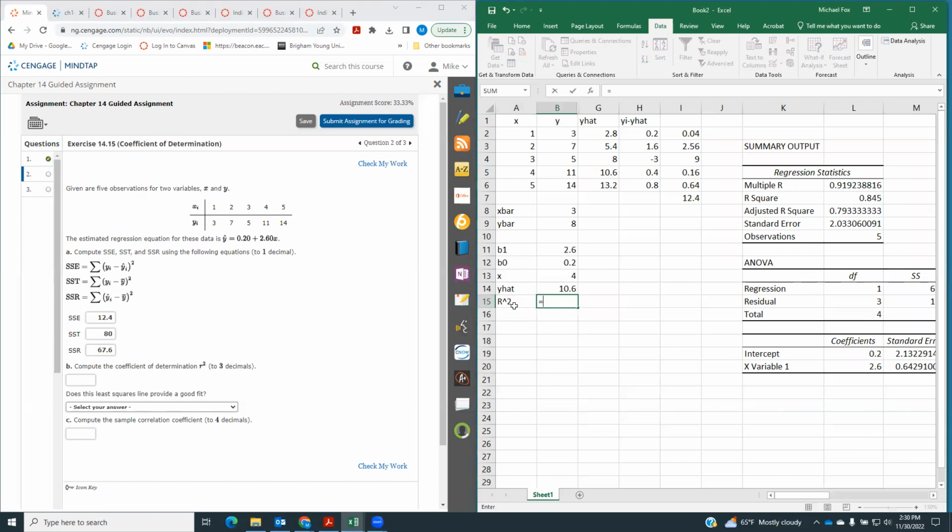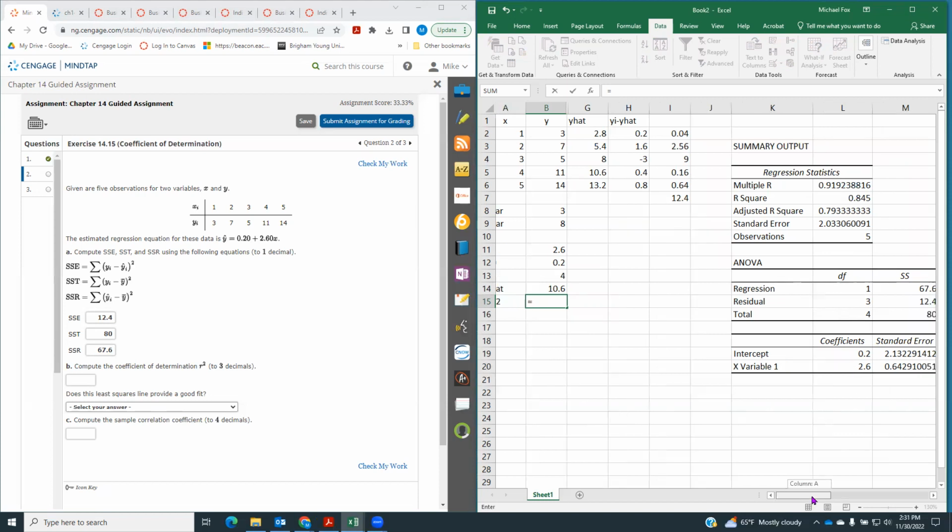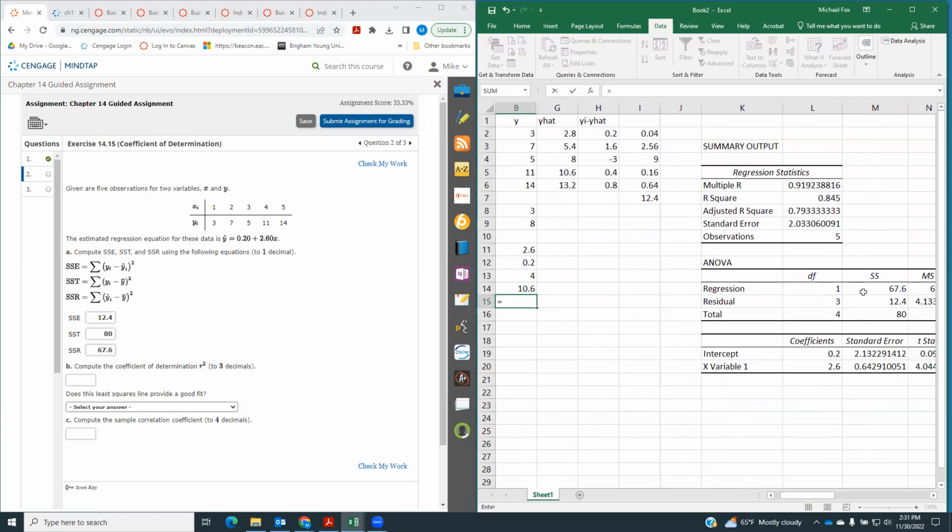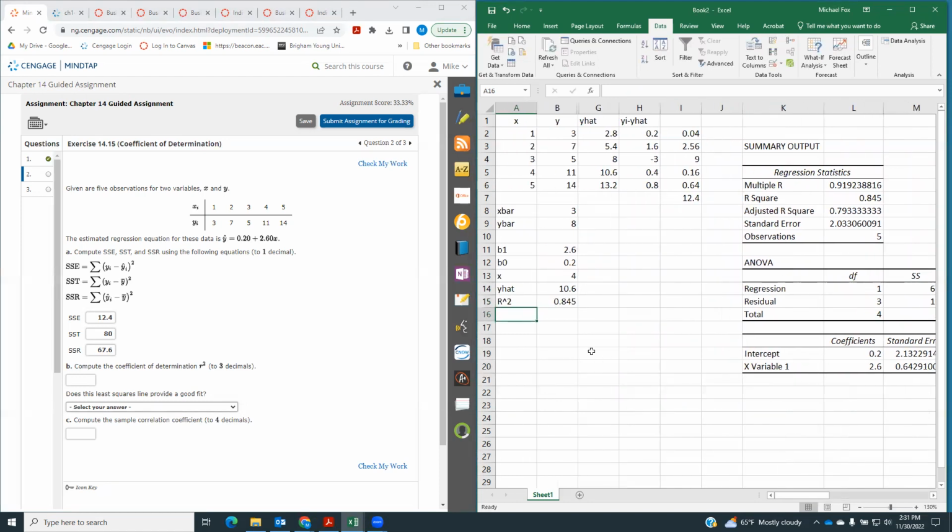We can just calculate that by dividing our SSR by our SST. In other words, we're saying what percentage of our sum of squares differences are due to regression. And we'll see it's 0.845. Also, in our summary output, it's right here. So we didn't actually have to do this calculation because when we do our regression analysis, it gives you that as the R square.